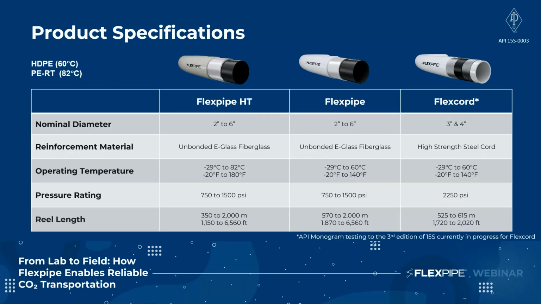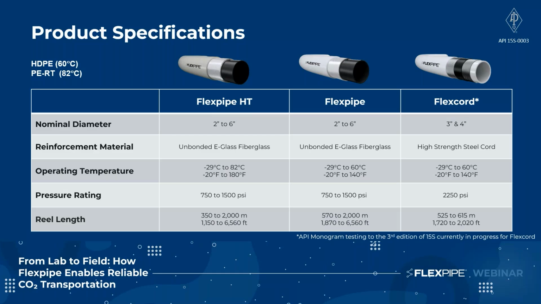This slide compares our main commercially available products: Flexpipe HT, rated for a maximum operating temperature of 82 C, and Flexpipe and FlexCord, which are rated for a maximum operating temperature of 60 degrees C. The product envelope is currently being expanded to go to even higher temperature ranges, which I won't be discussing today. Reinforced thermoplastic pipe, or RTP, consists of three primary components.